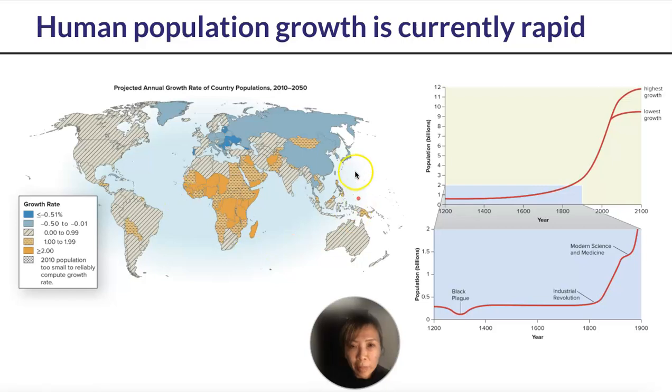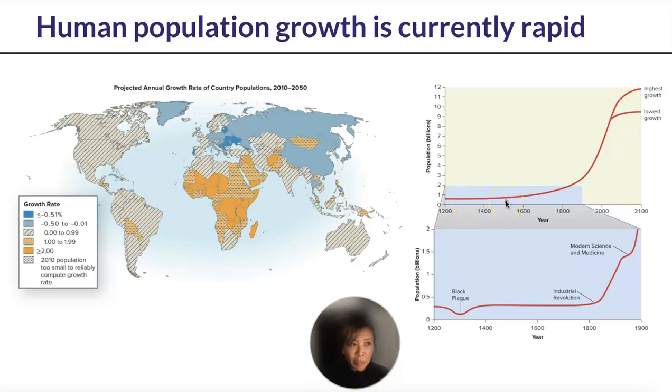This image shows us the growth rate. As you can see, the growth rate is not similar to the human population distribution. It's not distributed evenly. We have certain populations that are growing a lot faster compared to other populations. In the United States, we're not growing as rapidly compared to many of the other continents and countries.